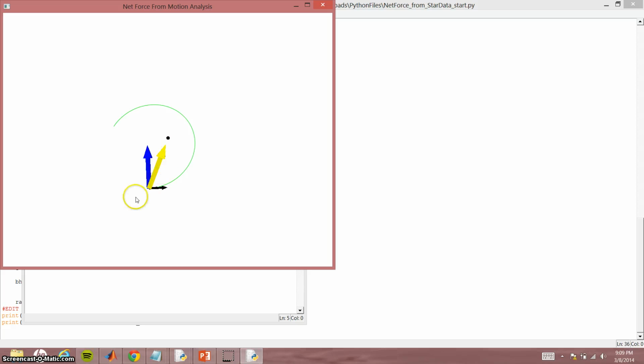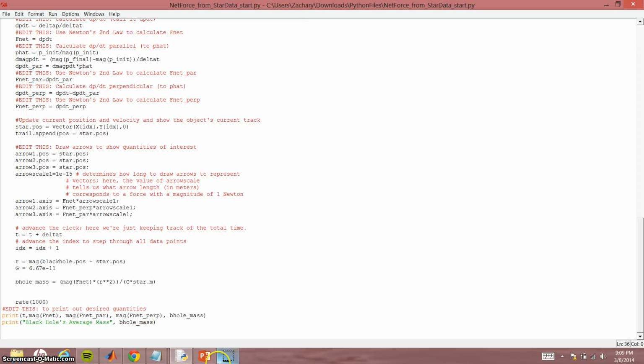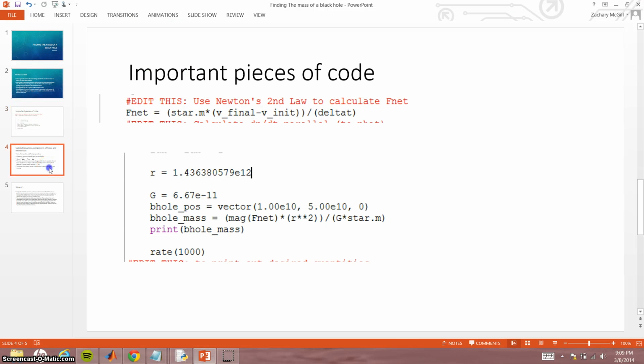Here you have the black hole. Fnet is the gravitational force between the two. The Fnet perpendicular is perpendicular to the object's motion and pointing toward the center of this imaginary kissing circle, and then Fnet parallel is parallel but in the opposite direction of the object's motion. So also you can see here we calculate several different values, including velocity, but most important we can get the black hole's mass, which we just labeled average mass. It's the same throughout.